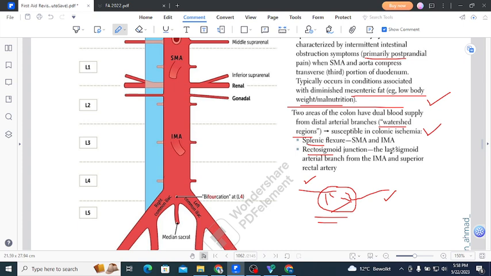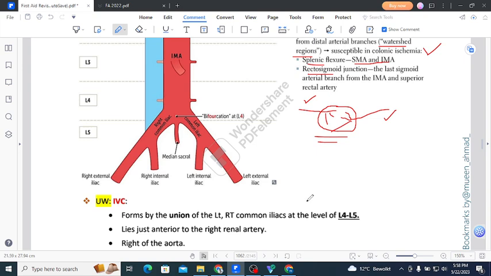The splenic flexure is supplied by the superior mesenteric artery and the inferior mesenteric artery. The splenic flexure is like this. Suppose this is the ascending colon, then we have the transverse colon, and then the descending colon. Above here we have the spleen. So the flexure of the colon that is present just below the spleen is called the splenic flexure, and that is supplied by the branches of the superior mesenteric artery and the inferior mesenteric artery.